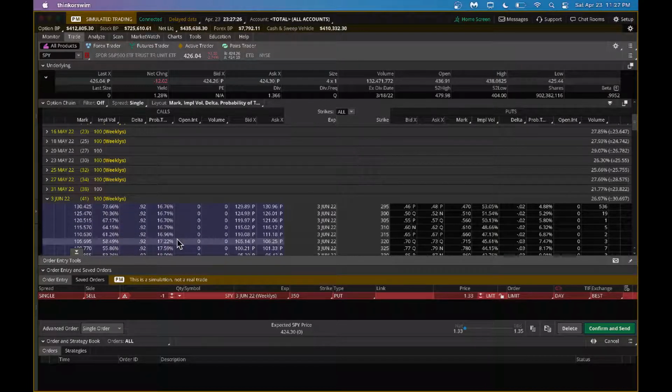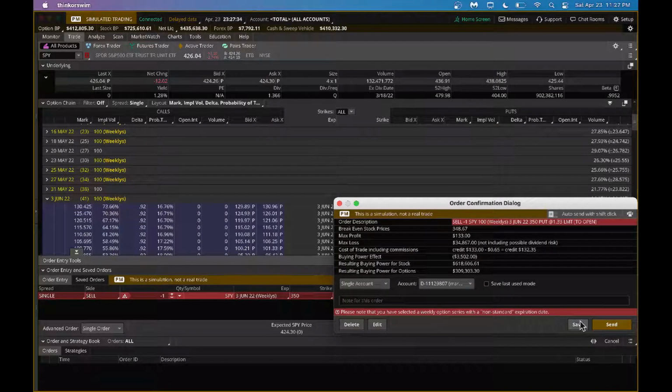You can buy the ETF at 350. Otherwise, you get to keep this money for yourself. You can confirm and send here. There you go. We are receiving $133. We are selling the put option way below the current price here, and your buying power effect is $3,000.